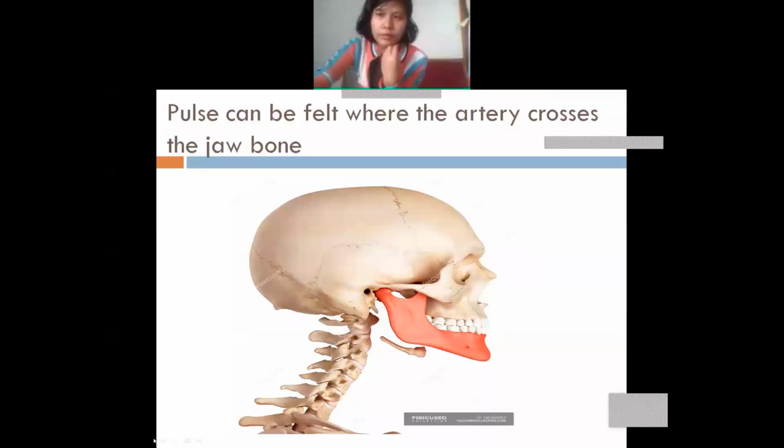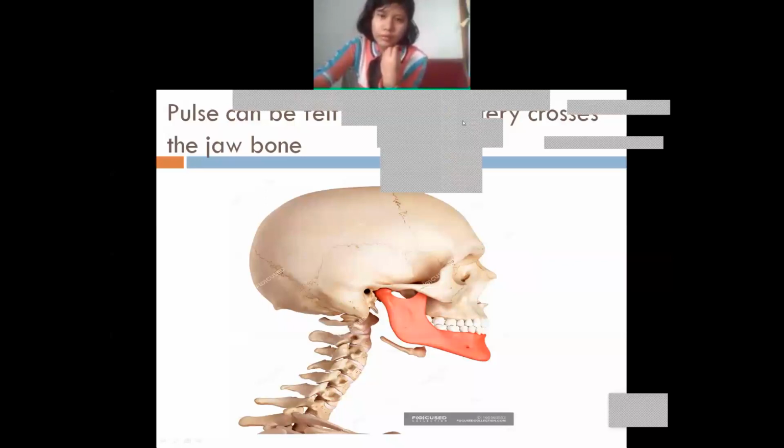Are you clear about facial artery, everyone? Yes. Okay. Yes.